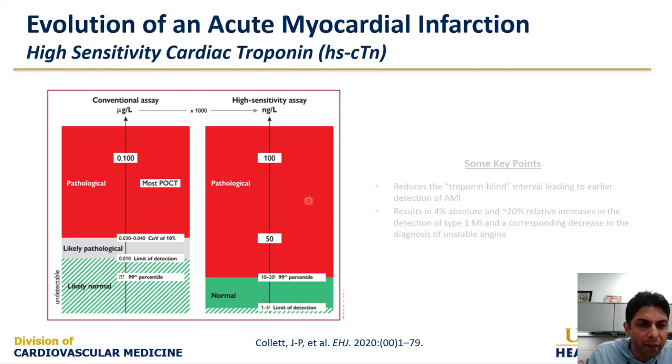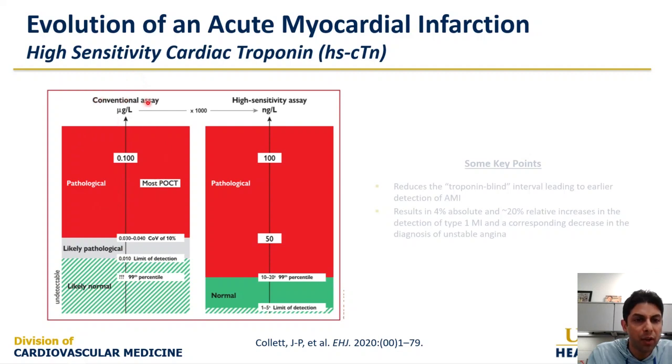So here's again another figure. With the conventional assays, we had the range of normal. When a patient has an acute myocardial infarction, there can be a slight rise in troponin that with the conventional assays is not detected because it's still in the normal range. In fact, we have an area where we can't even detect the troponin levels with the conventional assays. And then as they start to rise dramatically, that's when we know it's pathologic.